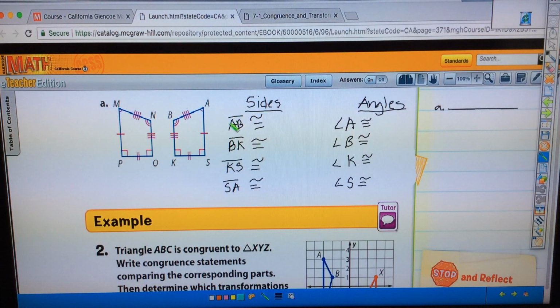So I'm starting off with side lengths this time. Side length AB, that's this side right here. That has 1, 2, 3, 4 tick marks, right? That's going to correspond with the other shape's side that also has the same number of tick marks, in this case, MN.